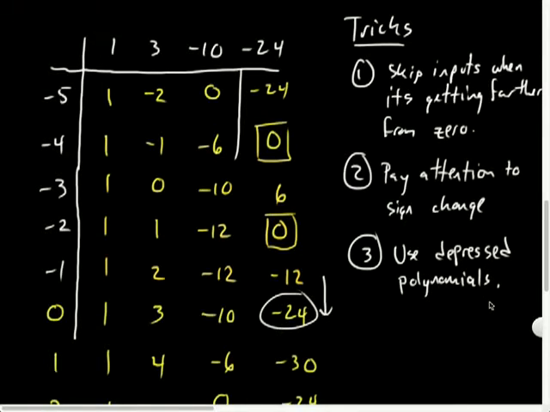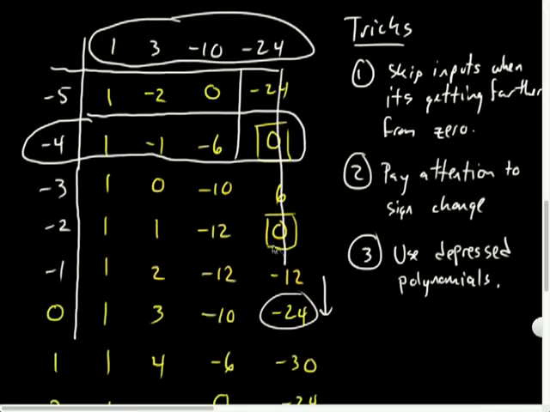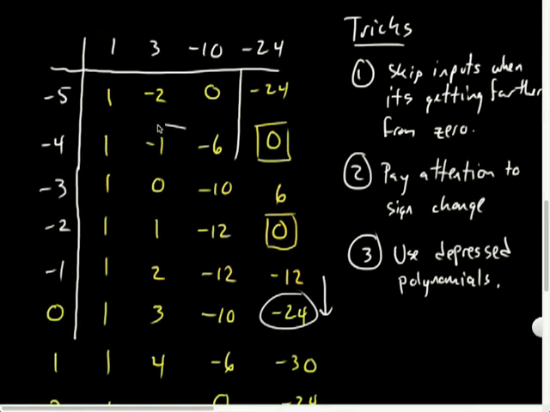Now I'm going to show you that tactic right now. When I had found my first 0, I didn't have to keep using this. I was using the original polynomial, and I was having to do a whole other column of work this whole time. It doesn't sound like a lot, I suppose, but what I could have done is started using this as my polynomial, because those are the coefficients of my depressed polynomial.